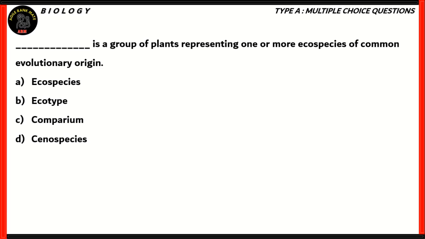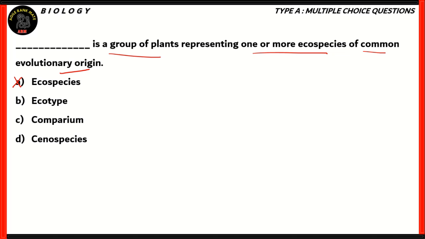And here's our final question for the day. Dash is a group of plants representing one or more ecospecies of common evolutionary origin. So the question itself says it's one or more ecospecies. So that means option A turns out to be incorrect. Ecospecies are genetically distinct geographic varieties of the same thing. They've got geographic variety, population, race of a species.